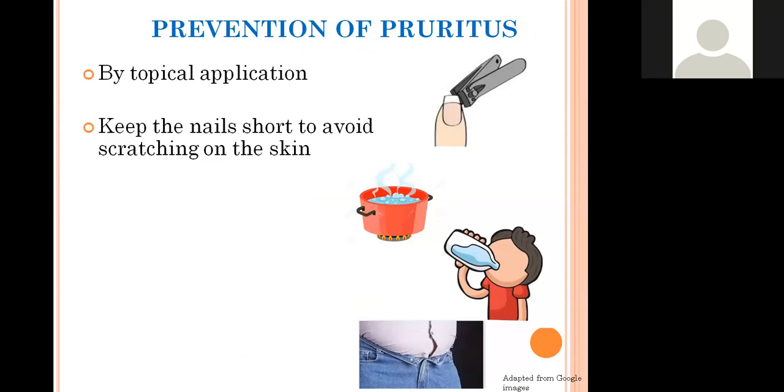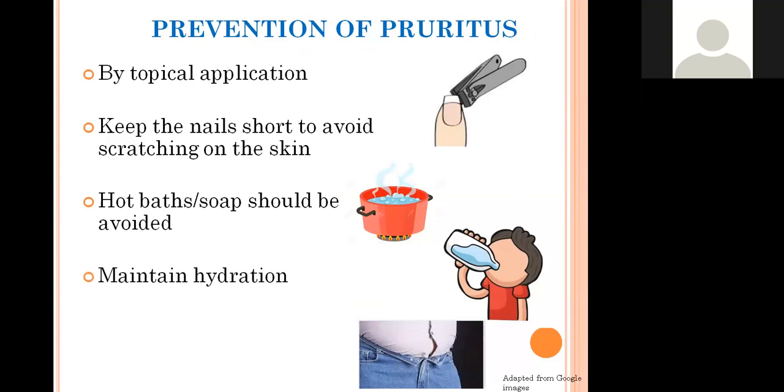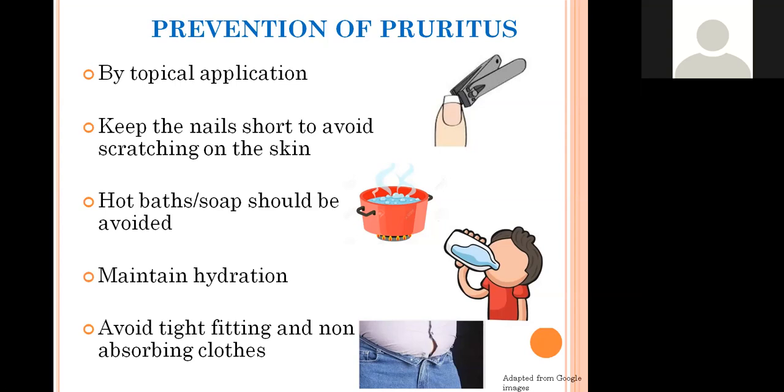So in prevention of pruritus, it can be prevented by keeping the skin moisturized by topical application, and keeping the nails short to avoid scratching the skin. Hot baths and soap should be avoided as they can make the skin more dry. Maintain hydration of the patient and avoid tight fitting and non-absorbing clothes. Instead, we can provide loose cotton clothing, which will be very comfortable for the patient during the day and evening, even during the night.